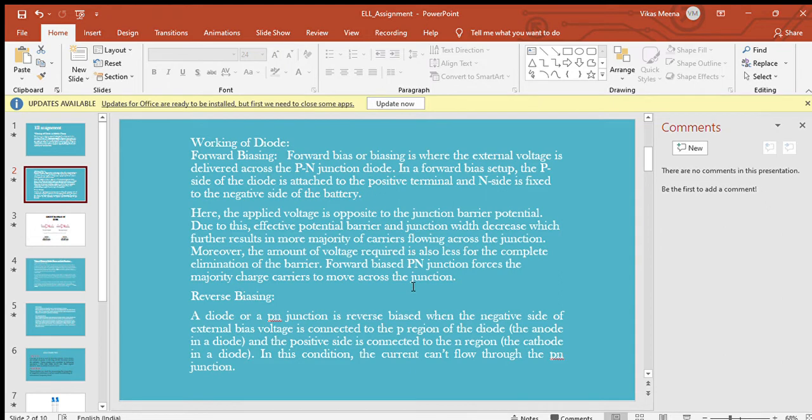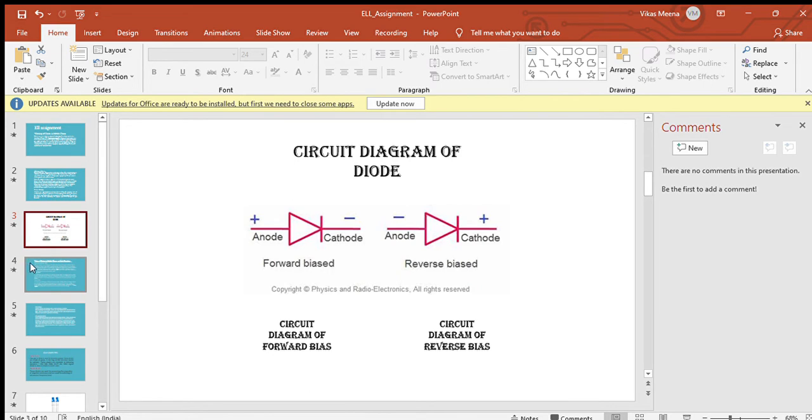Now, if a diode is in reverse biasing, then the voltage on the P side is less than the voltage on the N side. And similarly, as discussed above, in this case, the width of the barrier potential layer continues to increase. So this behaves like an open circuit, and this restricts the flow of current in the opposite direction. Now, this is the circuit diagram.